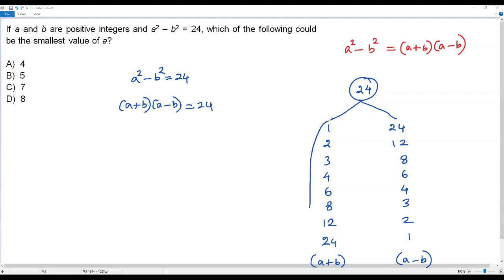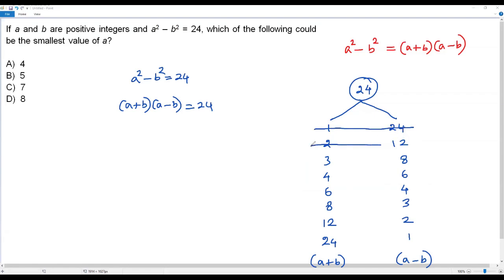So here the values we have over here have to be greater than these values, because the values over here are the values of a + b, and here we have values for a − b. So in the first column, the values have to be greater than the values in the second column. Okay, now let me consider the first pair. If I consider the first pair, the value of a + b is 1, the value of a − b is 24. As I said earlier, a + b always has to be greater than a − b, since a and b are positive integers. But here the value of a + b, 1, is less than the value of a − b, so we can reject the first pair.